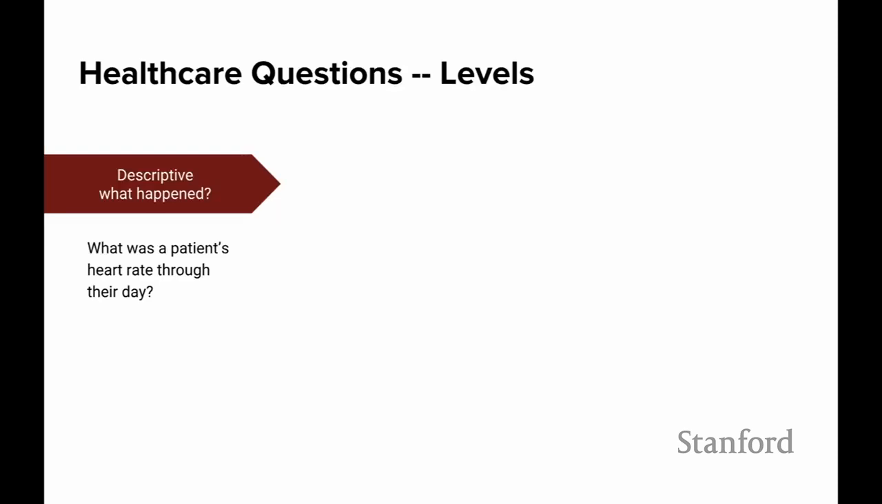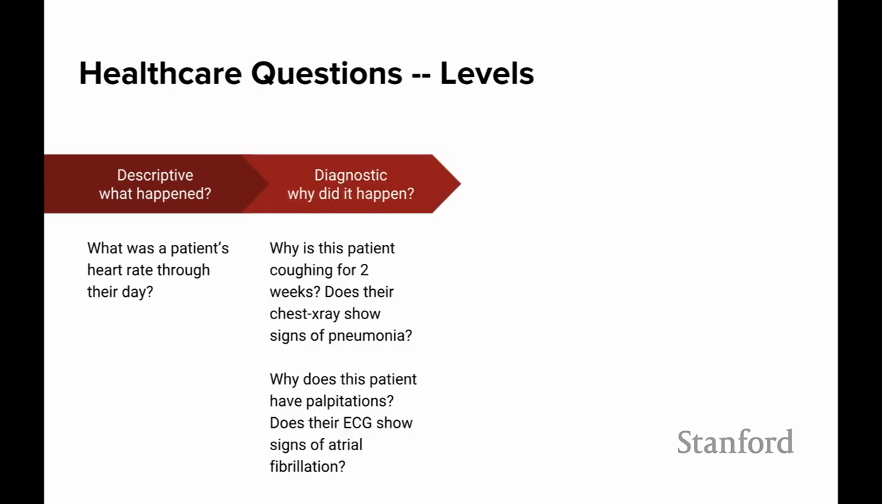So one way we can decompose the kinds of things AI can do in healthcare is by trying to formulate levels of questions that we can ask from data. At the lowest level are descriptive questions. Here we're really trying to get at what happened. Then there are diagnostic questions where we're asking, why did it happen? If a patient had chest pains, I took their x-ray, what does that chest x-ray show? If they have palpitations, what does their ECG show?